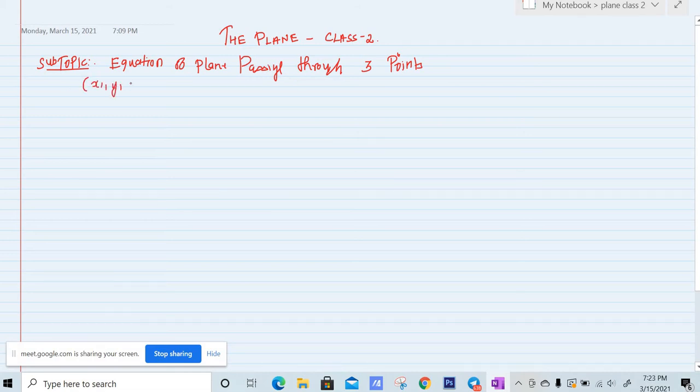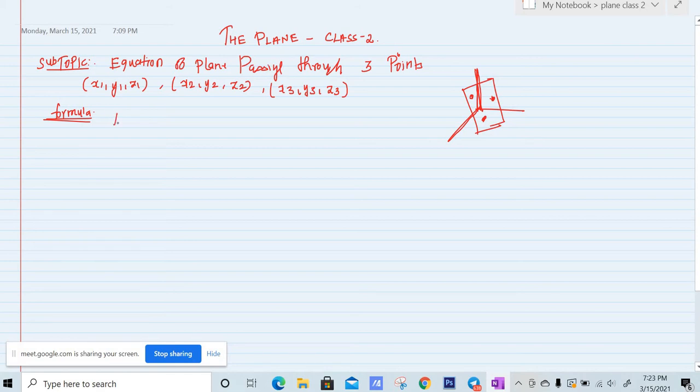Suppose the 3 points are (x1, y1, z1), (x2, y2, z2) and (x3, y3, z3). So we need to find the equation of plane. Let us say this is our three-dimensional surface. We need to find an equation of plane that has to pass through all these 3 points. So what will be the equation of plane if it has to pass through these 3 points? I'll use a formula to find it.